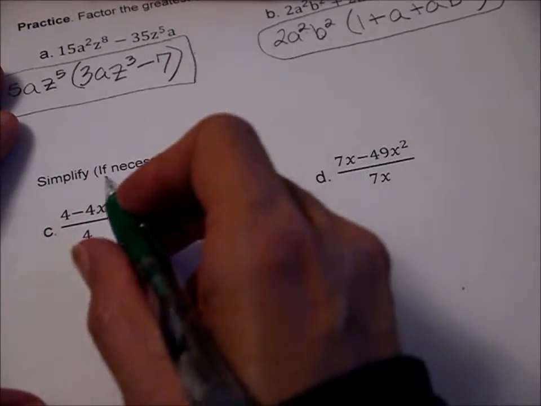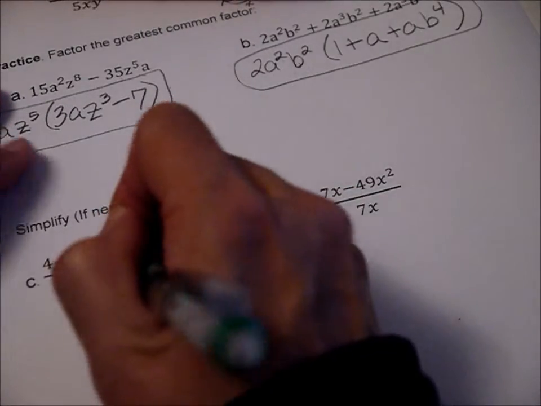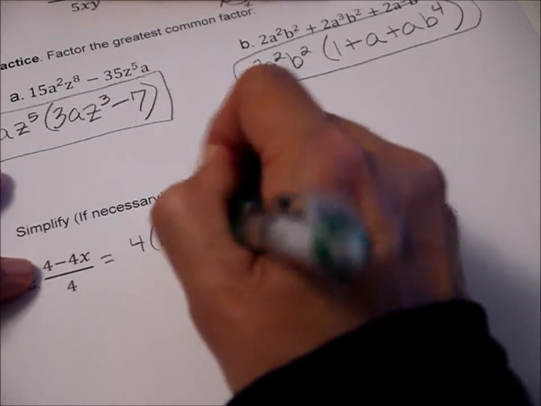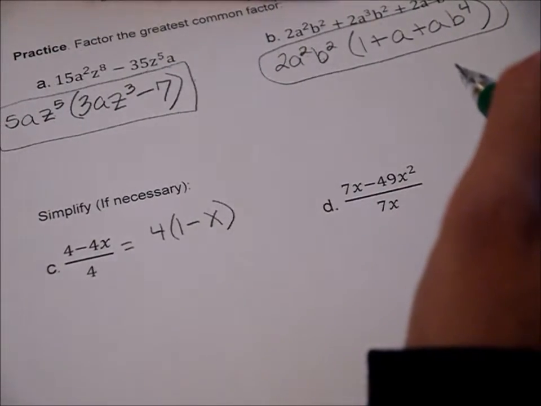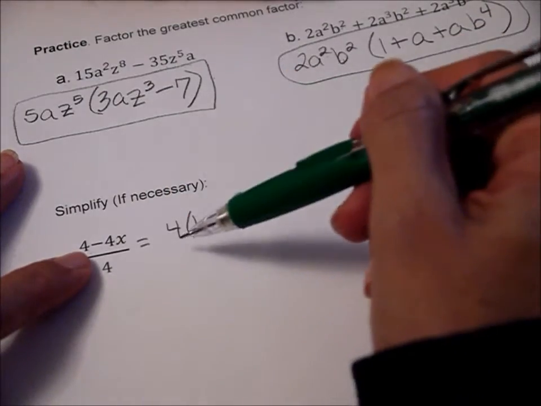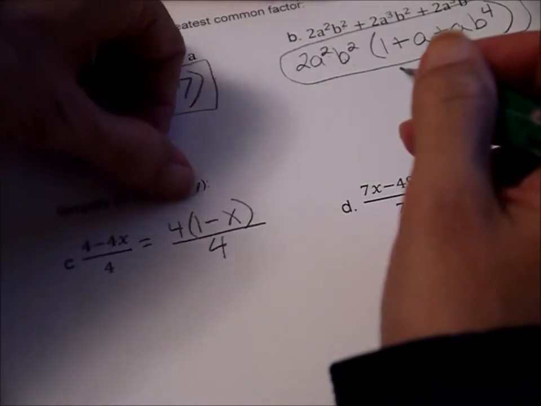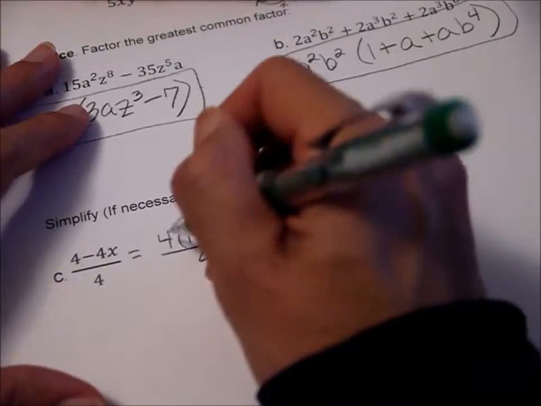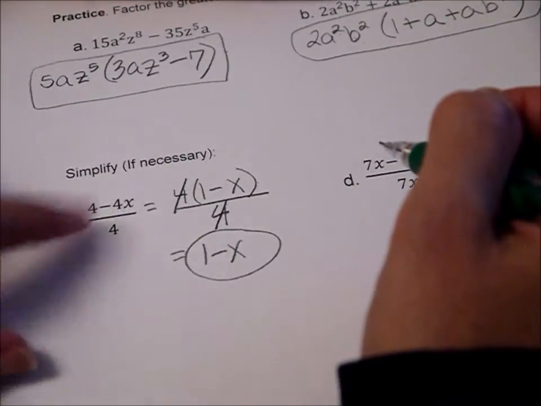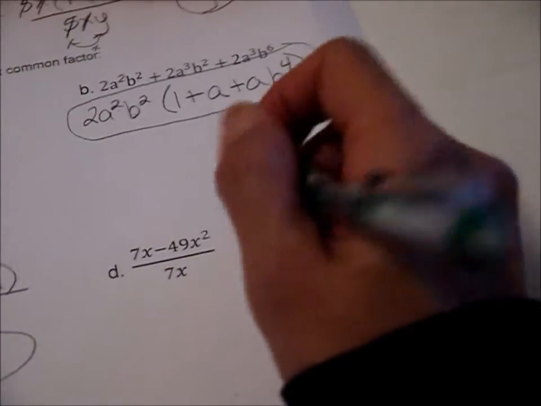All right, simplify if necessary. Some of these might not be simplifiable, but let's look. Can we factor? Yes, 4 goes into the top. And it looks like that if we factor it out, 4, because if we multiply this through, we get 4 times 1 is 4. 4 times negative x is negative 4x, all over 4. Now these two are attached by multiplication, so that means this is legal. 1 minus x is, so we take something like this and now we've simplified it into something more simple, which is why we call it simplified.